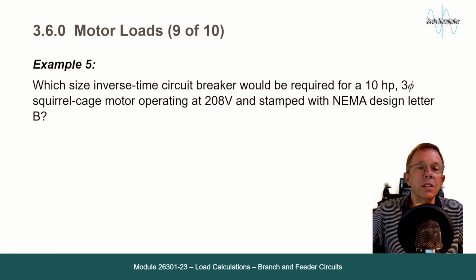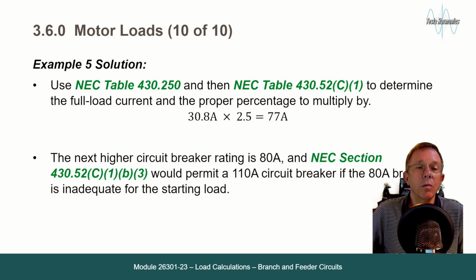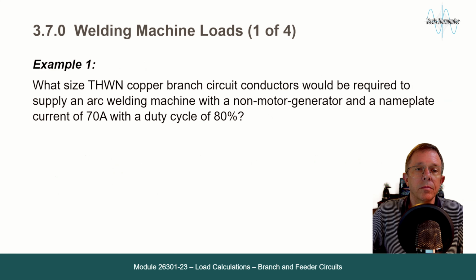What size inverse time circuit breakers will be required for a 10 horsepower 3-phase squirrel cage motor operating at 208 volts with a NEMA design letter B? We would use NEC Table 430.250 and then NEC Table 430.52(C)(1) to determine the full load current and proper percentage to multiply by. 30.8 amps times 2.5 equals 77 amps. The next higher circuit breaker rating is 80 amps, and NEC section 430.52(C)(1), Exception B3 would permit a 110 amp circuit breaker if the 80 amp breaker is inadequate for the starting load.